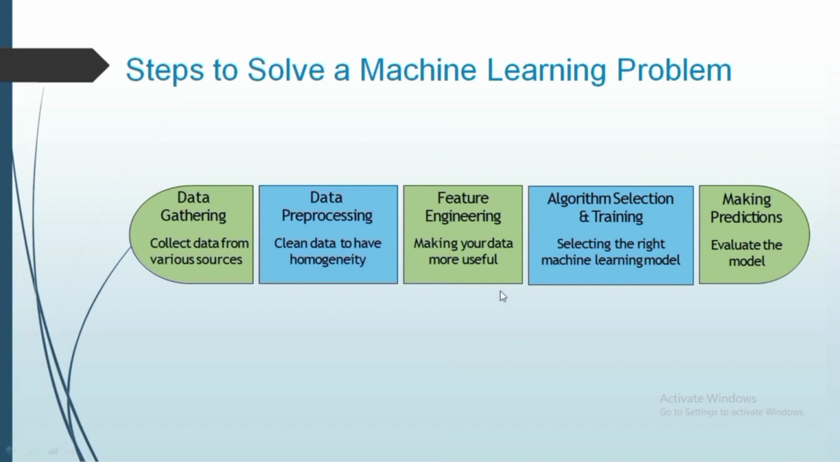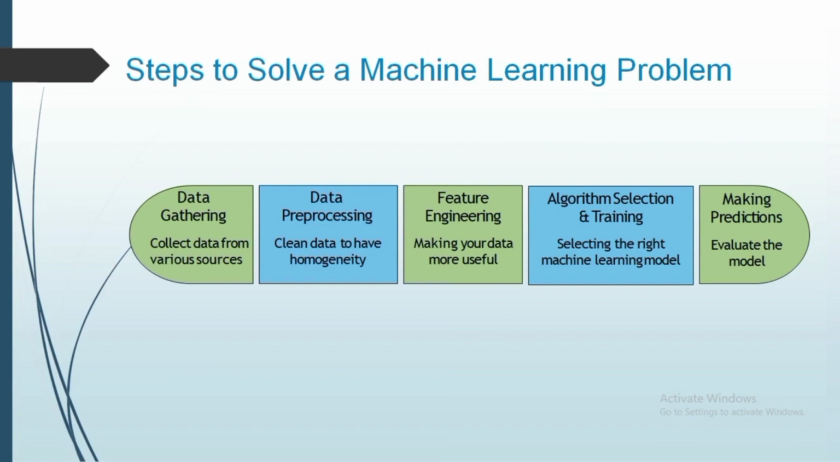Next step is the algorithm selection and training. Now, in algorithm selection and training, we are selecting the right machine learning model or right machine learning algorithm and training the data to generate the output. The final step is making the prediction, means evaluating the model after generating the output. So these are the 5 steps which are involved in the machine learning process.